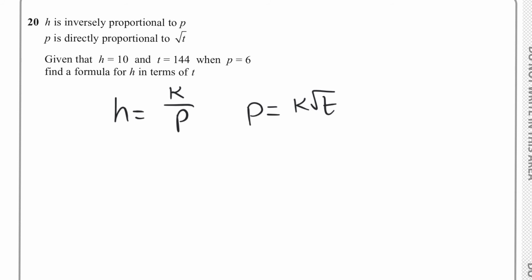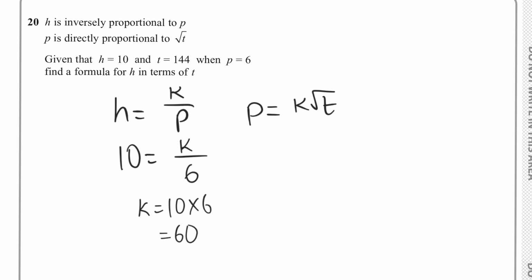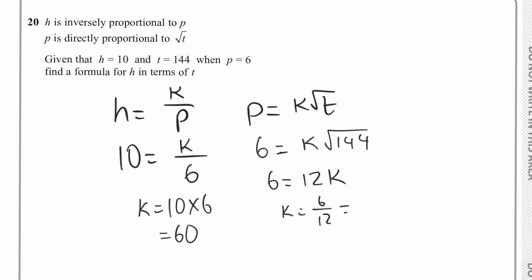So we need to work out what our constants k are. In terms of the first one, if h is 10, we'll substitute that in. We don't know what k is yet, and we know p is 6. To rearrange this to work out what k is, we'd end up doing 10 times 6, so k is 60. And then here, p is 6, and this constant k, we don't know it, but we know that t is 144. So the square root of 144 is 12. So 6 is equal to 12k, so 12 times k. Then k would be equal to 6 over 12, aka a half. So we know that k is 60 and k is a half, or you could write it as 0.5.